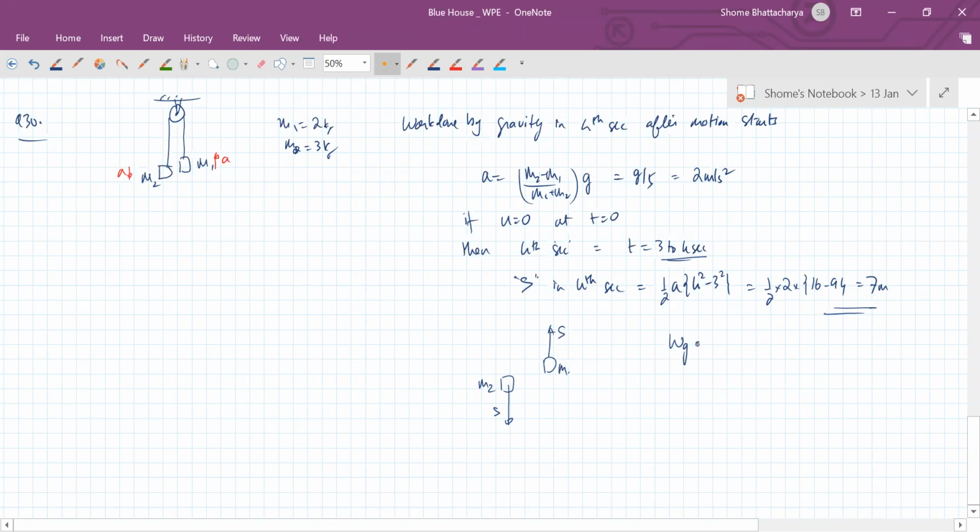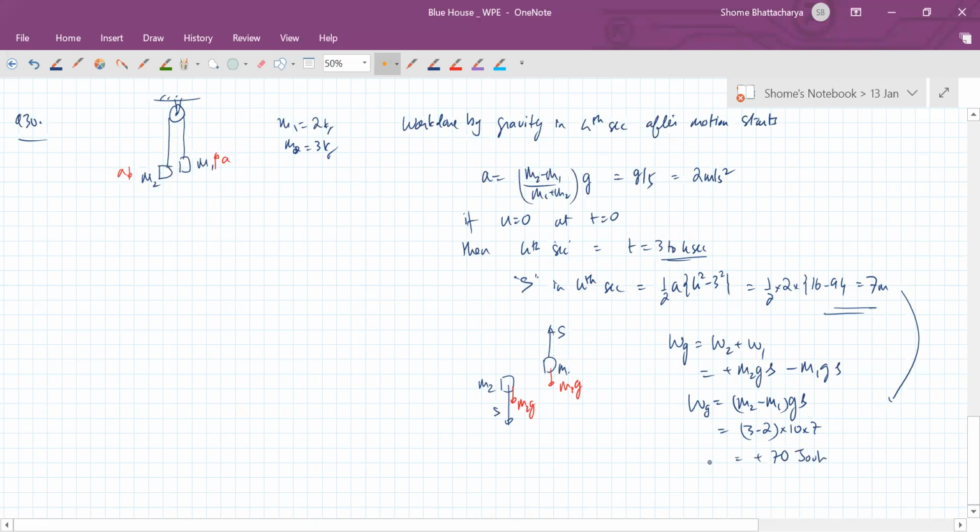So work done by gravity will be equal to work done on M2 plus work done on M1. On M2, there's positive work done by gravity. And on M1, there's negative work done, because remember, Mg acts in the downward direction. This should be your answer.